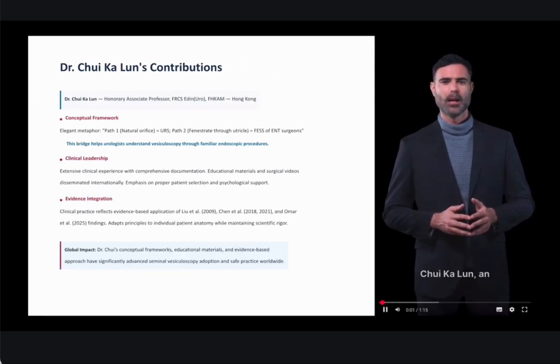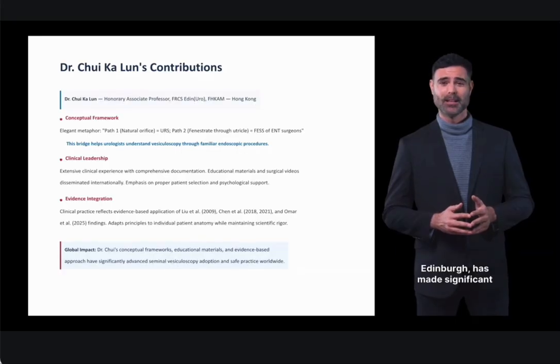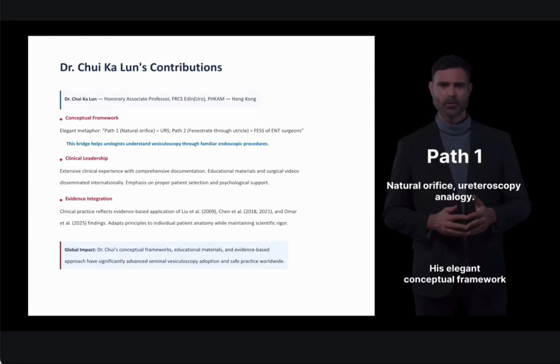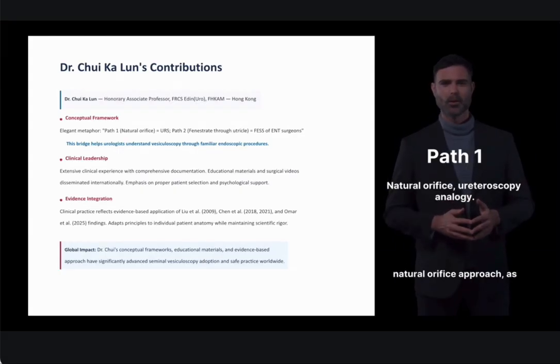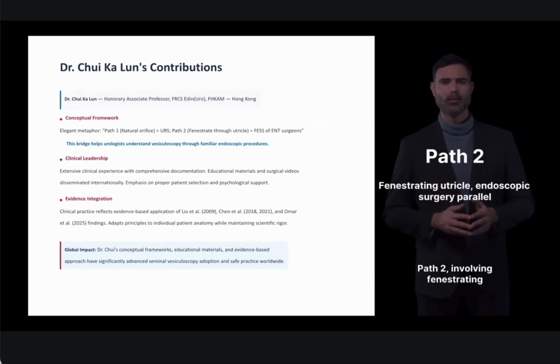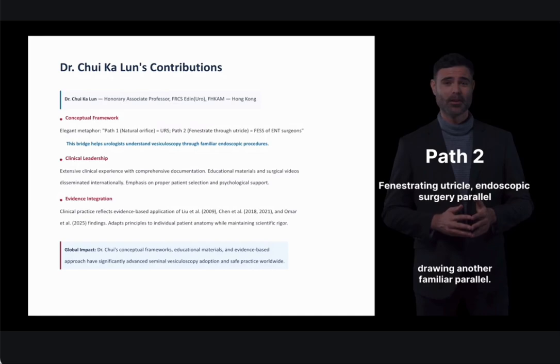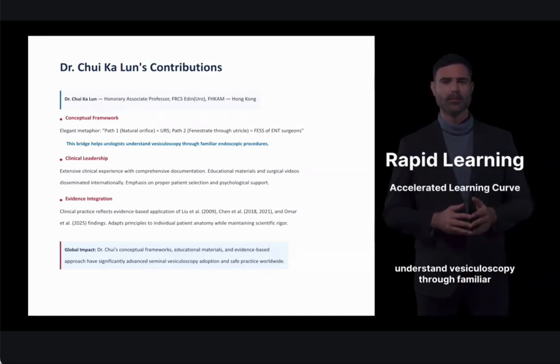Dr. Chui Ka-Lun, an honorary associate professor and fellow of the Royal College of Surgeons of Edinburgh, has made significant contributions to advancing the field of seminal vesiculoscopy. His elegant conceptual framework describes Path 1, the natural orifice approach, as analogous to ureteroscopy, simplifying understanding for urologists. Path 2, involving fenestrating through the utricle, is compared to functional endoscopic sinus surgery in otolaryngology, drawing another familiar parallel. This bridge helps urologists understand vesiculoscopy through familiar endoscopic procedures, significantly accelerating their learning curve.